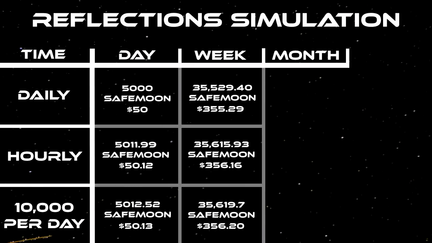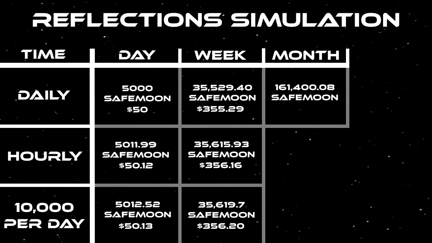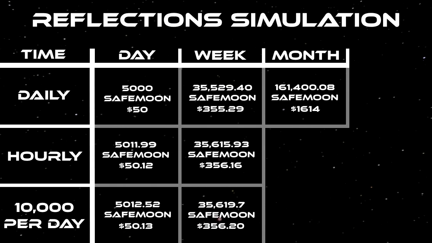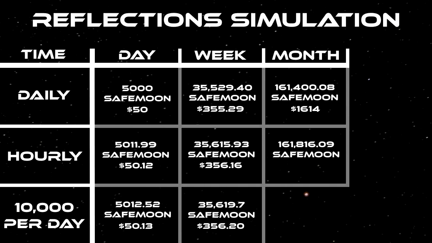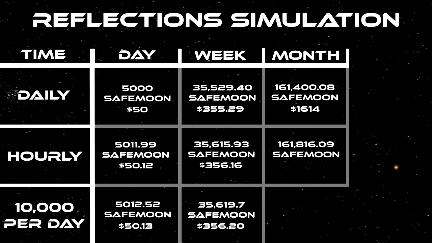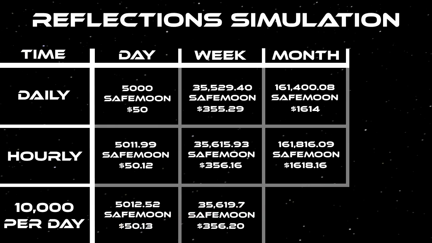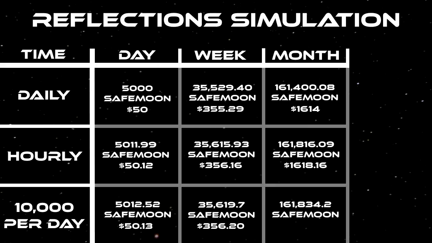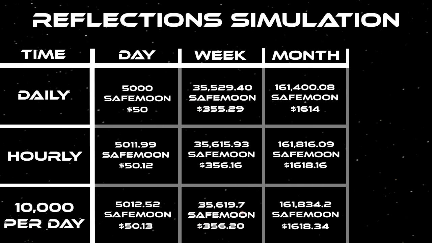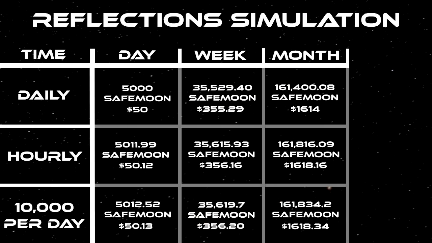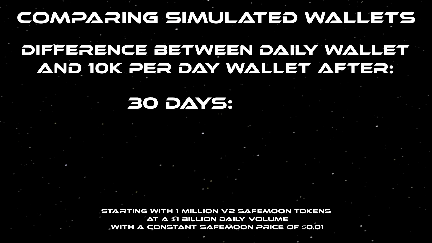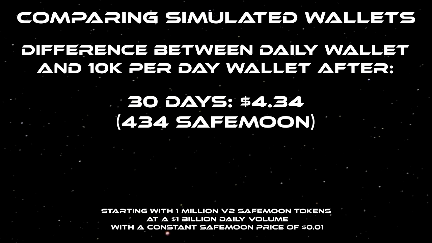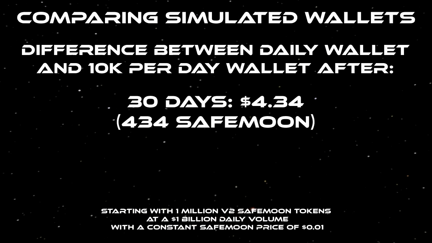After 1 month or 30 days, we find the daily wallet has received a total of 161,400.08 tokens worth $1,614 even. The hourly wallet has received 161,816.09 tokens worth $1,618.16, and the 10,000 transactions per day wallet has received 161,834.2 tokens worth $1,618.34. So after an entire month, the difference between calculating at daily volume versus 10,000 transactions per day is only a difference of $4.34, starting with 1 million V2 Safemoon tokens at a $1 billion daily volume.